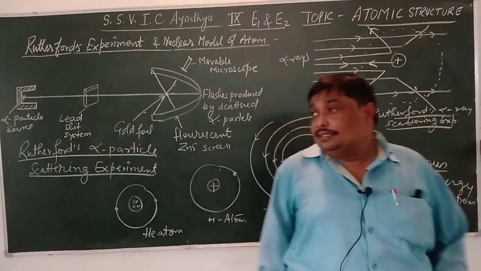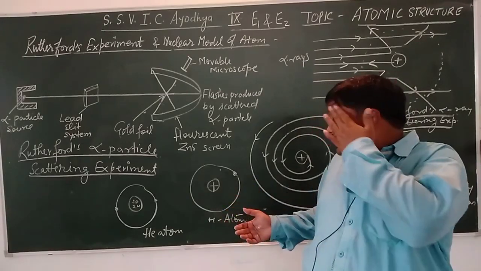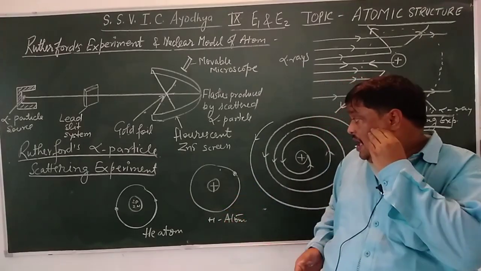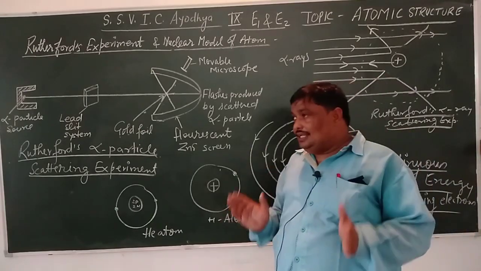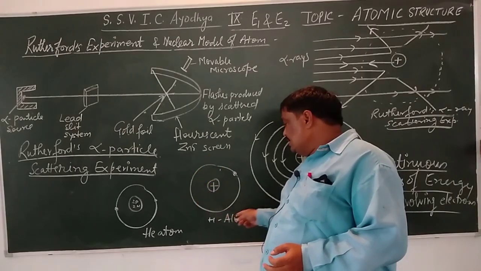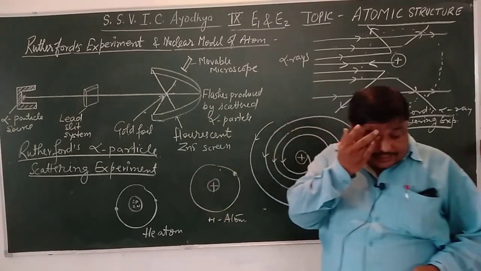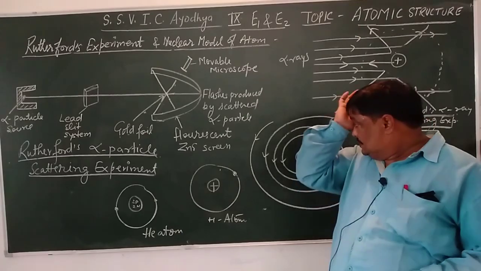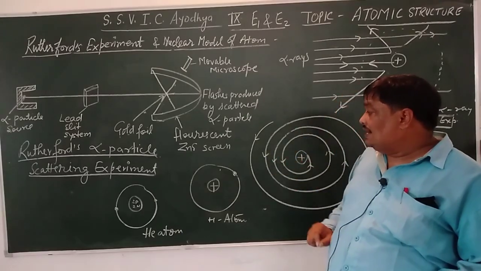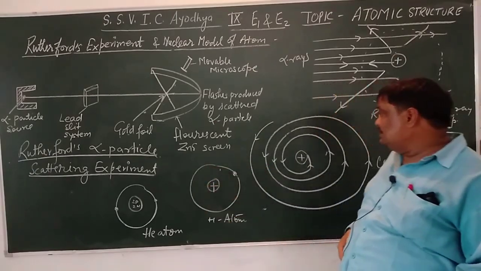The atom is represented by a nucleus and its orbits in which electrons revolve. The drawback of Rutherford's model is that it does not explain the stability of the atom.